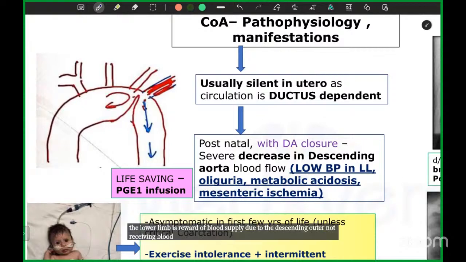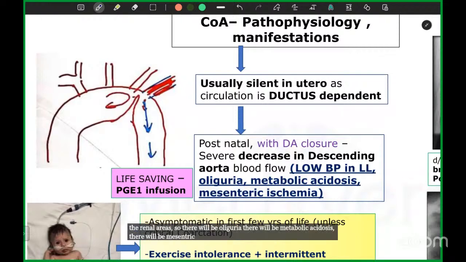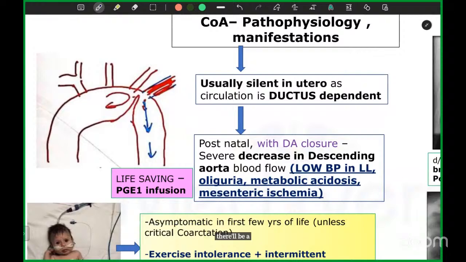The descending aorta also ends up in the abdominal aorta, and that will be supplying the mesenteric areas, the renal areas. So there will be oliguria, there will be metabolic acidosis, there will be mesenteric ischemia. The kid may just complain of frank pain in the abdomen with decreased lower limb pulses. Lower limb BP is reduced. There'll be a frank difference between the BP of the upper limb and lower limb.